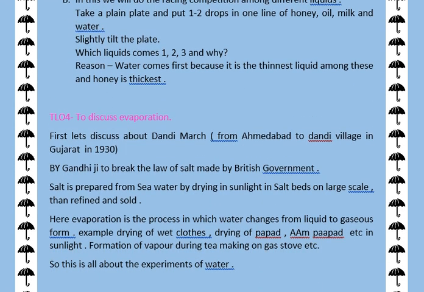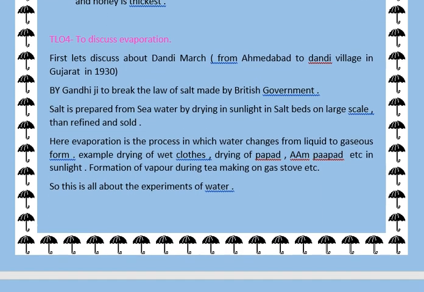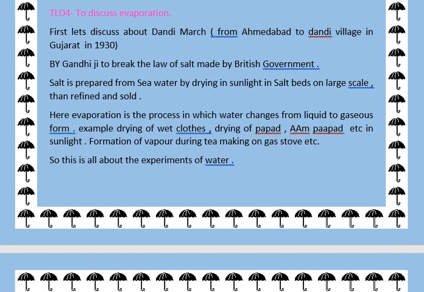the thickest one. The last learning outcome of our lesson is to discuss evaporation. First, discuss the Dandi March. It was taken by Gandhiji to break the law of salt made by the British government, from Ahmedabad to Dandi village in 1930 in Gujarat. Salt is prepared from sea water by drying in the sun in salt beds on a large scale, then refined and sold. Here, the process of evaporation is the main one.